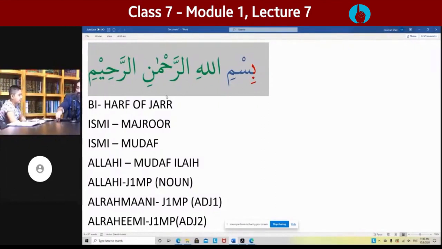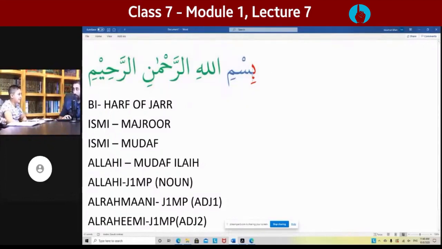So the word Allahi becomes the mudaf ilayh. If the word B means with, or by, or in, then ismi is the mudaf, and mudaf and mudaf ilayh have what in between them? Of, right? In the name of Allah. The B is in, and then ismi, name, of Allah. So it becomes in the name of Allah.